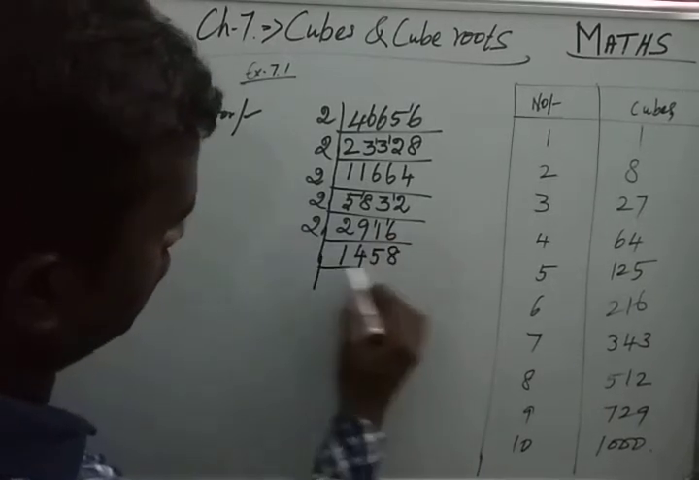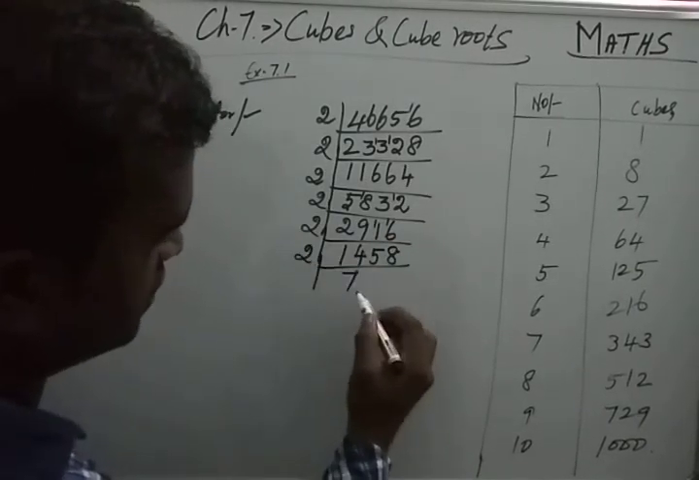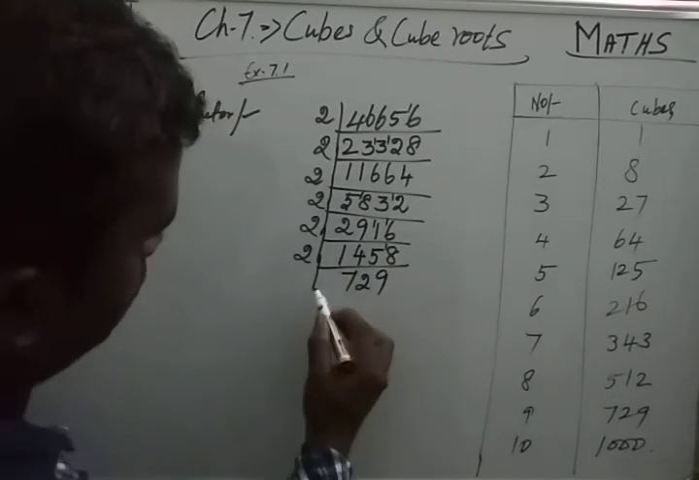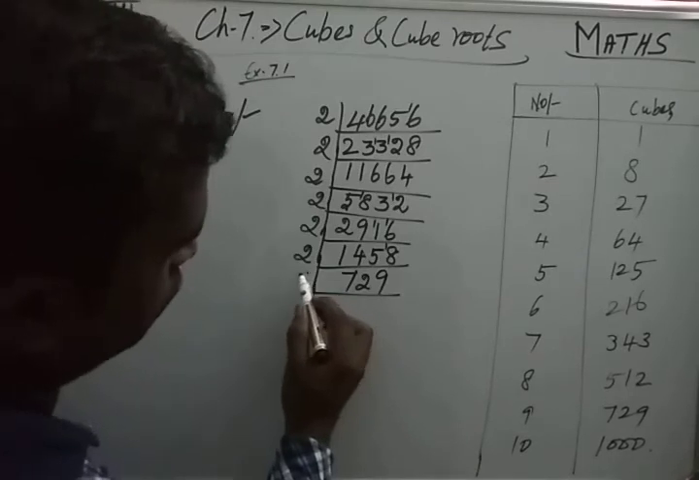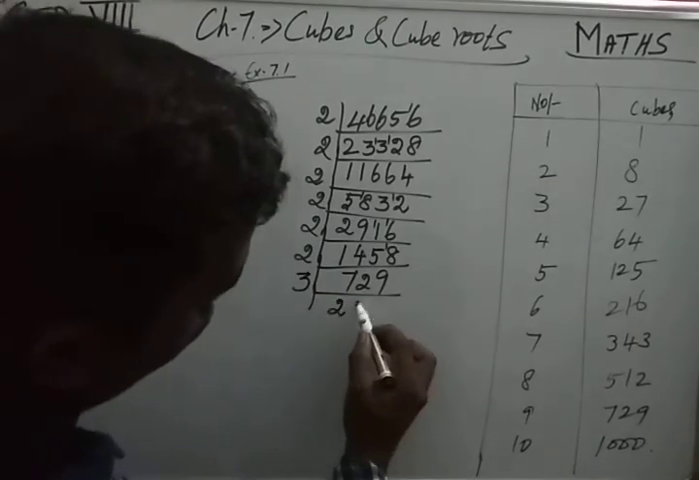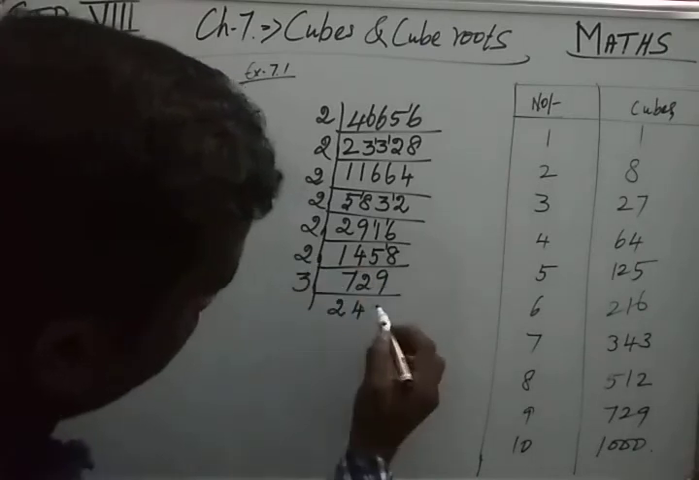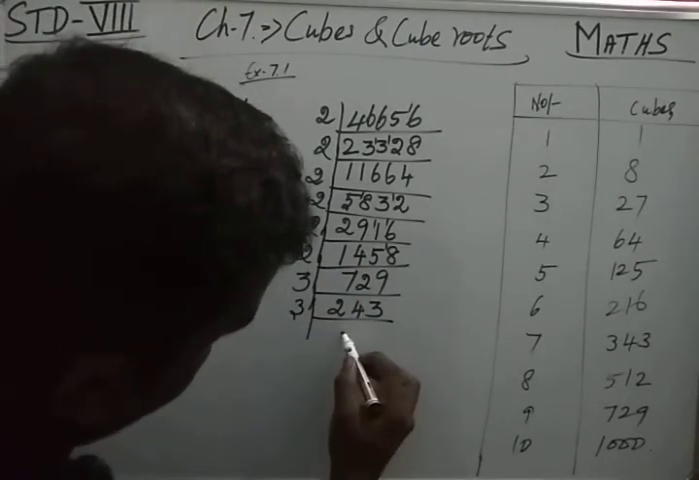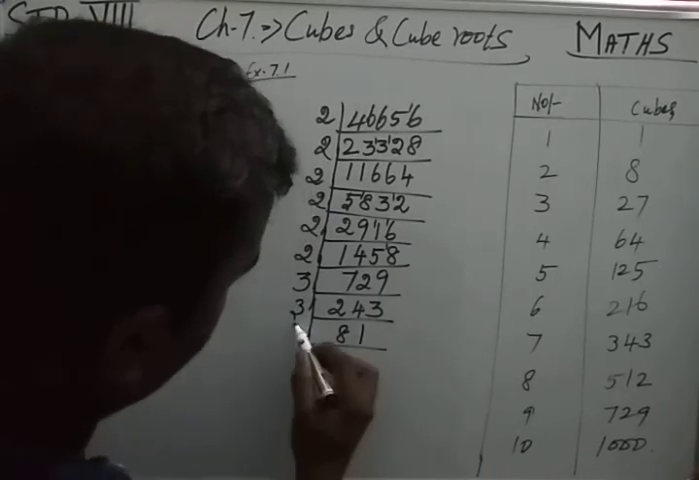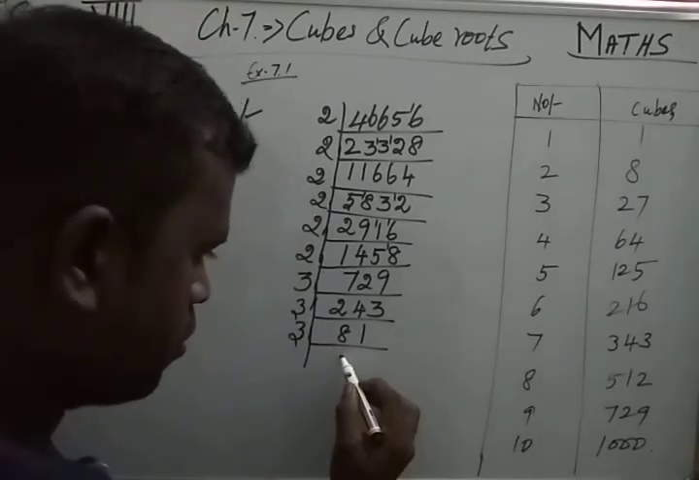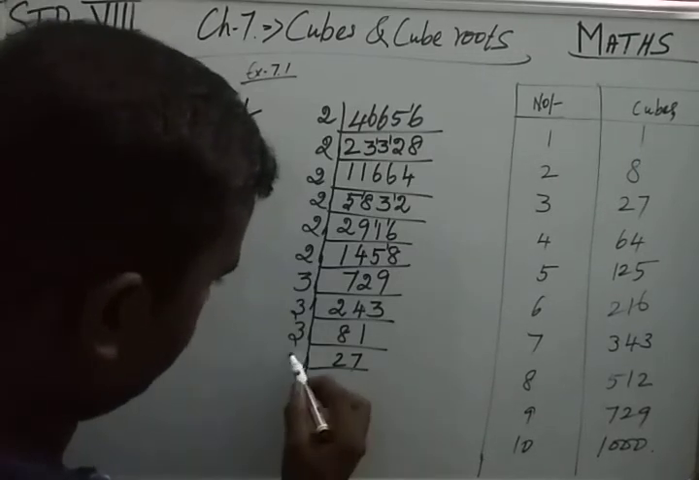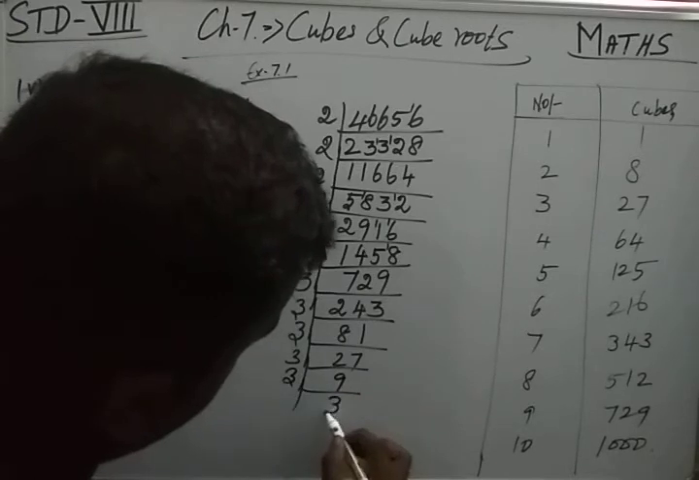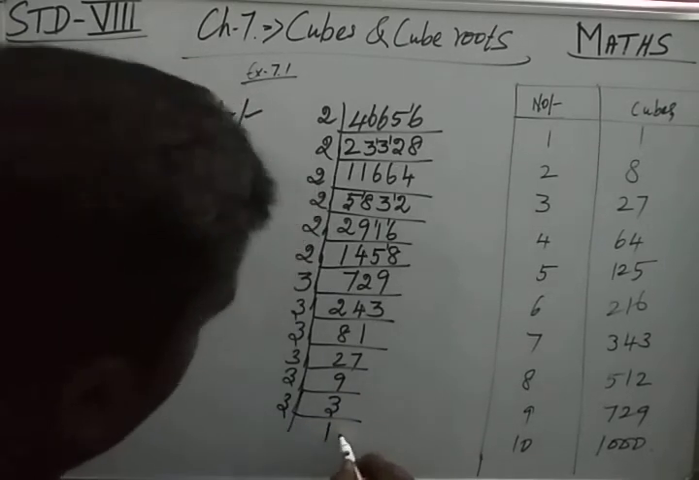8. Then again we are going for 2, 7, 2, 9. Then again going here for 3 table, 2, 4, 3. Again going for 3 table, 8, 1. Again going for 3 table, 27. Again going for 3 table, 9. Again go for 3 table, 3. Again going for 3 table, 1.